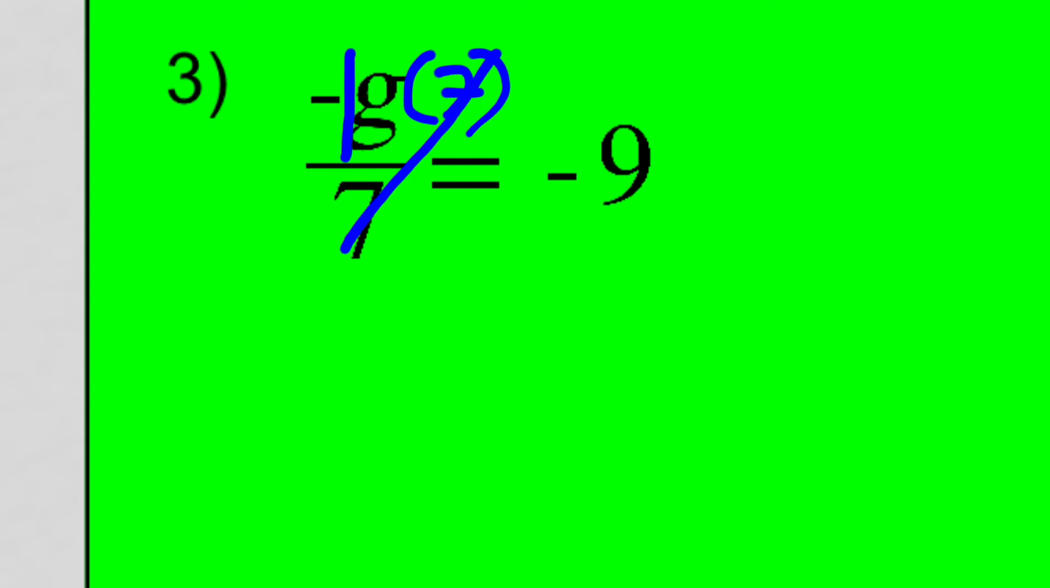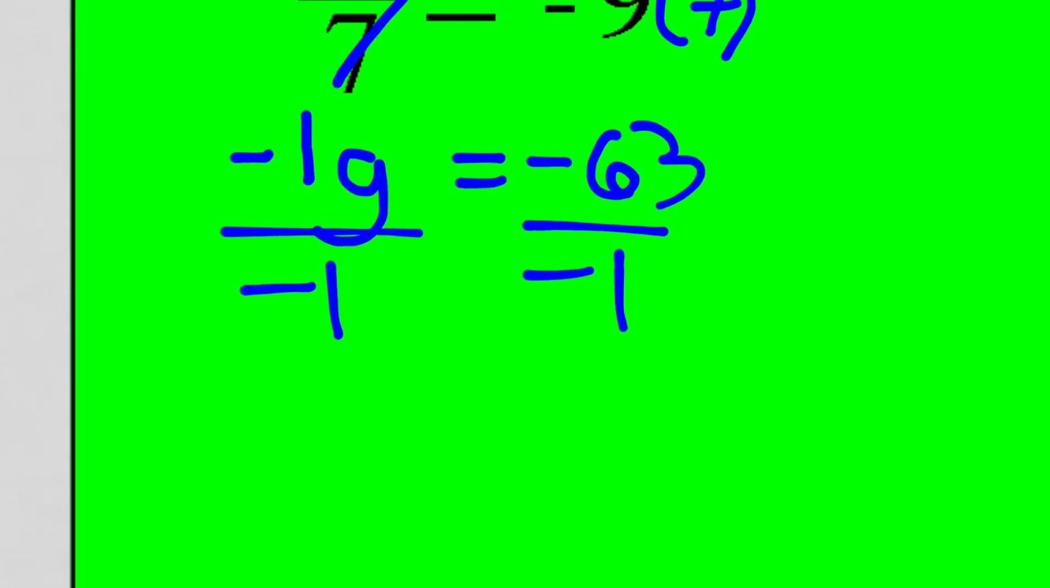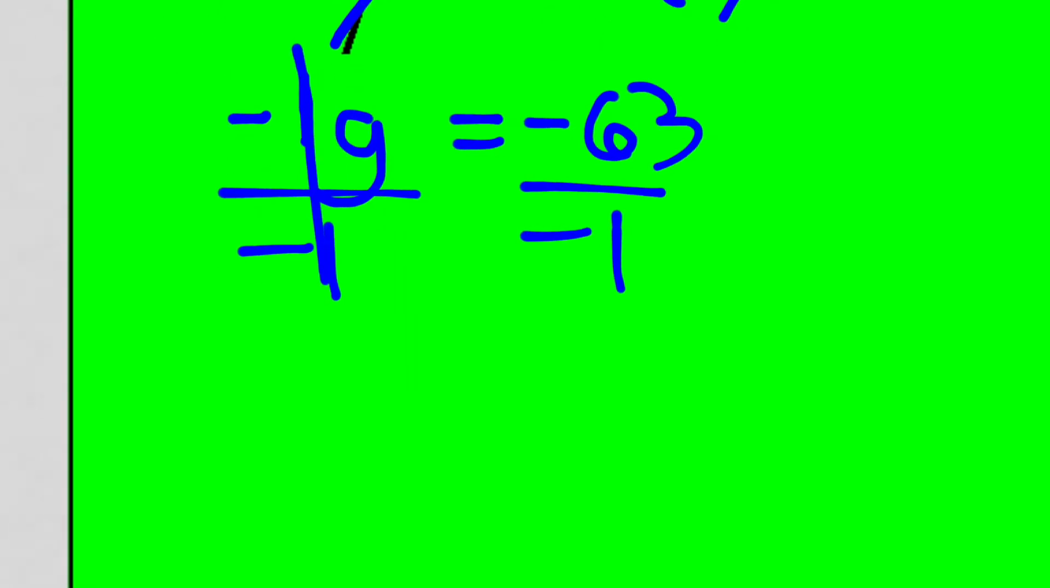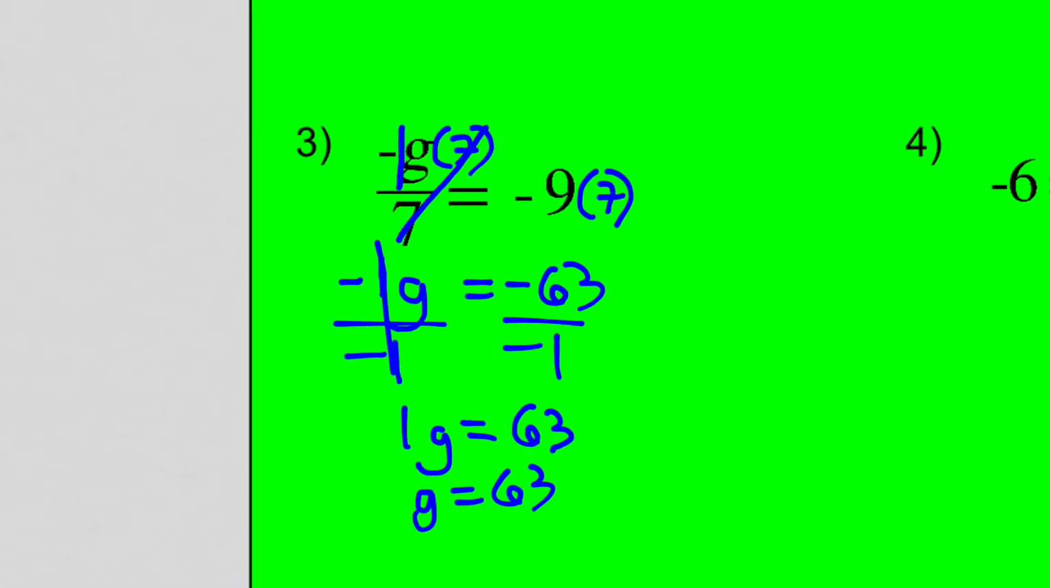They basically cancel out. Now check this out though. I still have negative 1g. And I multiply the other side by 7, and I get negative 63. But remember, I want to show the value of positive g, not negative g. So the way I can do that, the opposite of multiply by negative 1 is divide by negative 1. And divide this side by negative 1. Negative 1 divided by negative 1 is positive 1g. And negative 63 divided by negative 1 is positive 63. That's the same as saying g equals 63.